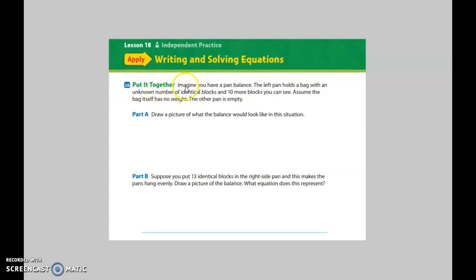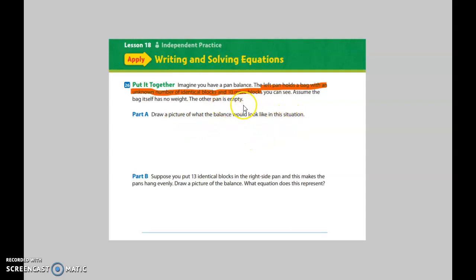Put it together. Imagine you have a pan balance. The left pan holds a bag with an unknown number of identical blocks and 10 more blocks. As blocks you can see. Assume the bag by itself has no weight, the other pan is empty. Draw a picture of what the balance would look like in this situation.